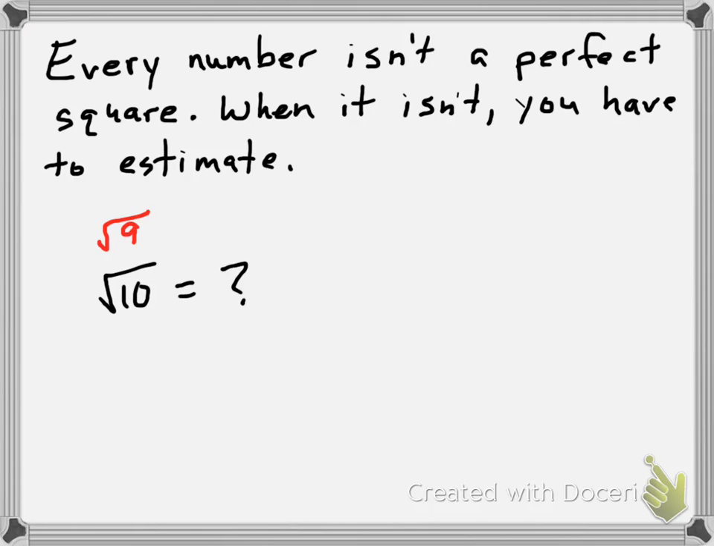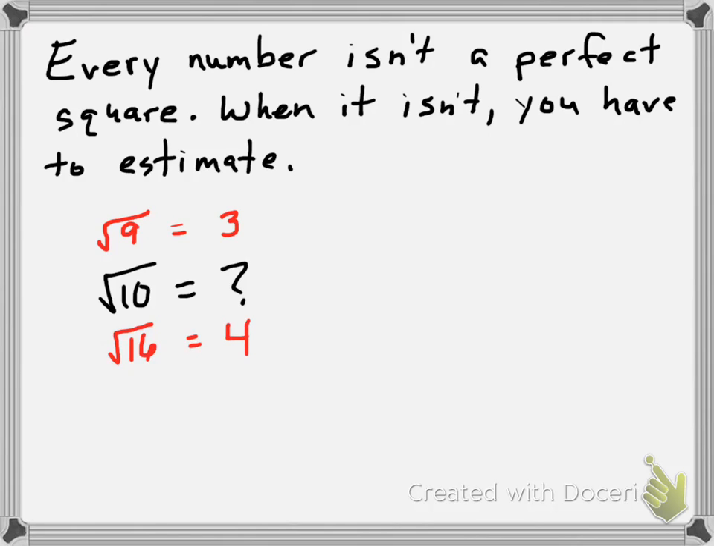And I know that the square root of 16 is a little bit bigger than the square root of 10. Right? Because 16 is bigger than 10. Now, why did I pick 9 and 16? Well, I picked 9 and 16 because they're perfect squares. See, I know that the square root of 9 is 3. And I know that the square root of 16 is 4.